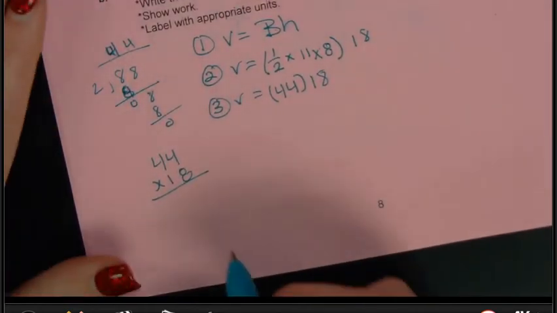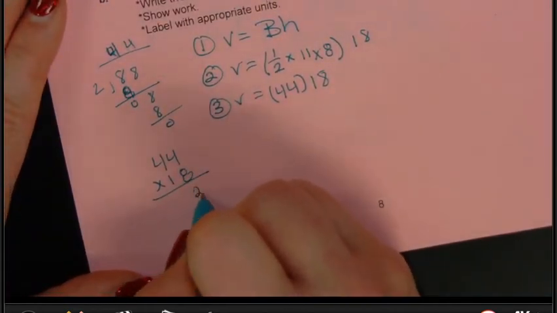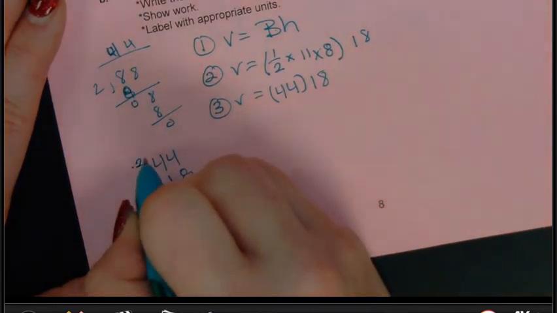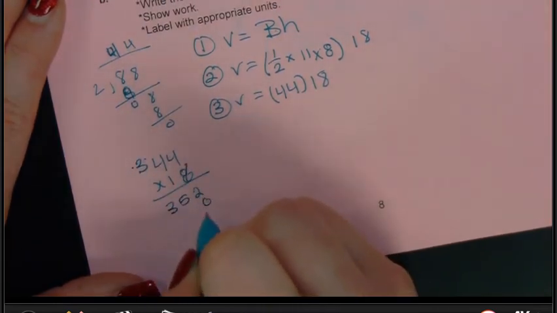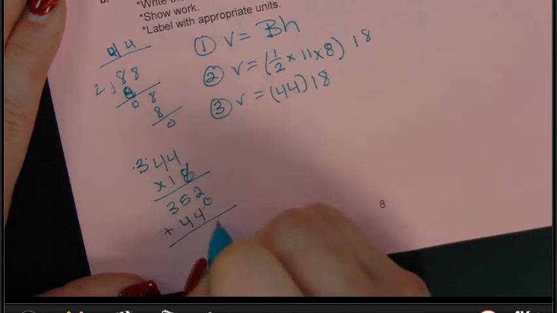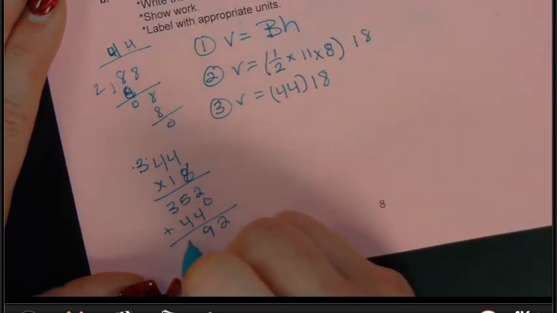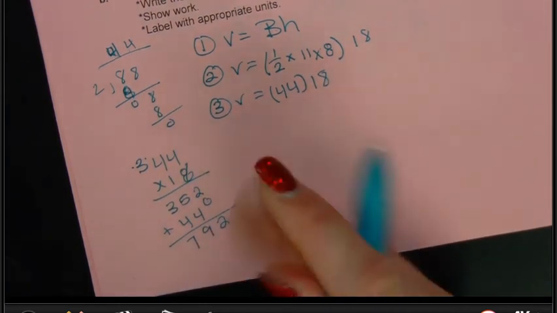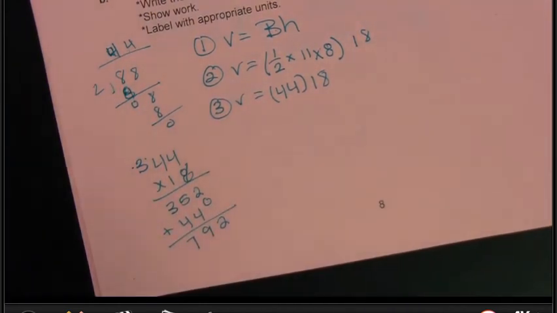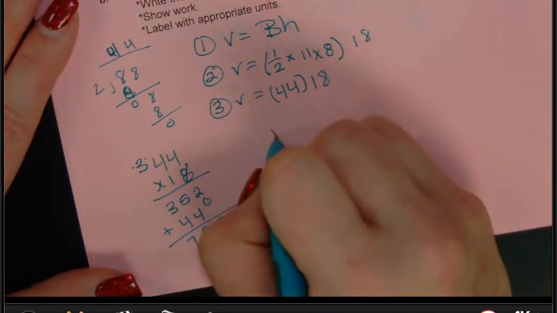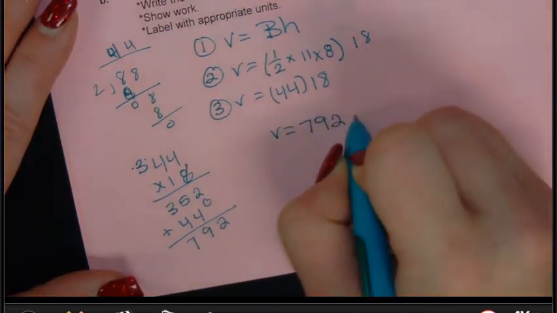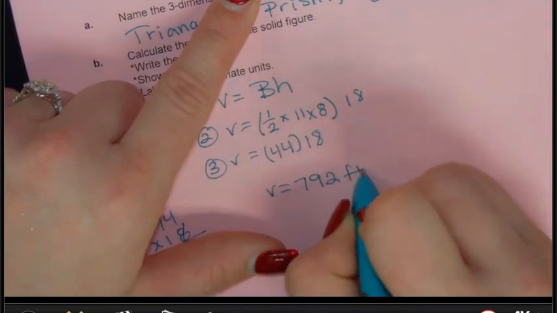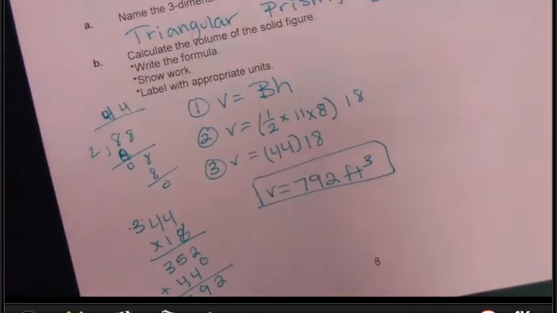Okay, I need to do that down here. Now 8 times 4, that is 32. 8 times 4 is 32, 33, 34, 35. So I have 35. 0, 4 times 1 is 4. 2, 9, 4, 5, 6, 7. Yes. Let me make sure. Double checking myself. Yep, 792. So my volume is 792. And let's see what my units are: feet cubed. 792 feet cubed. If you guys have any questions, please let me know.